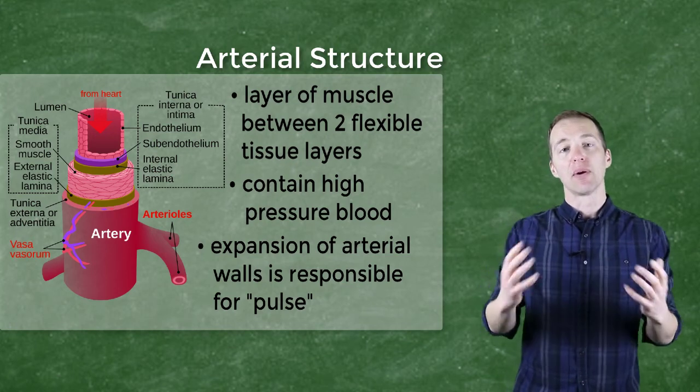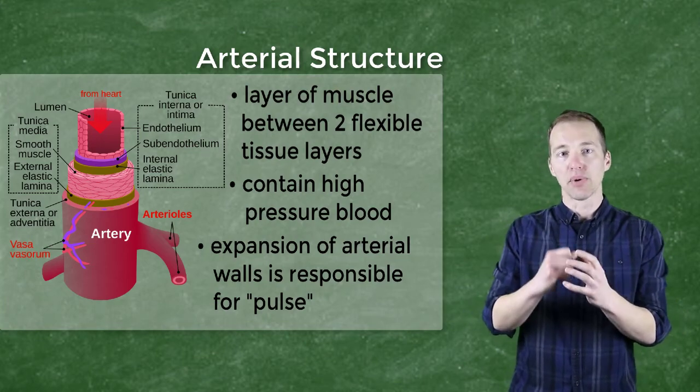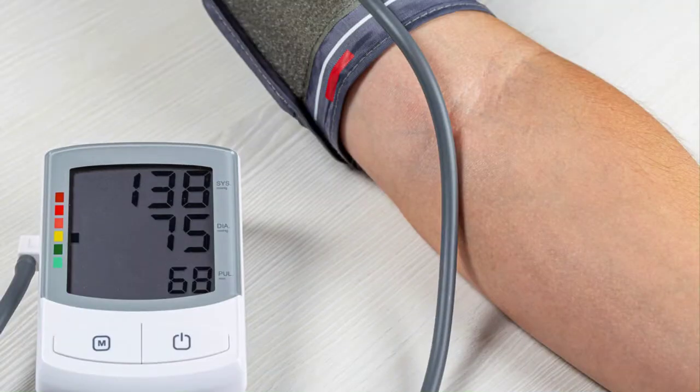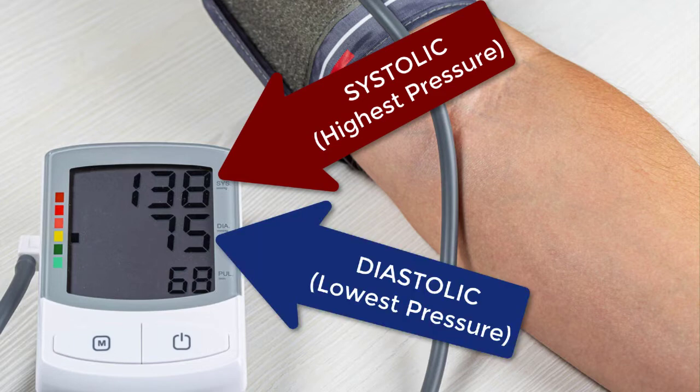Now, if we were measuring our blood pressure, that first contraction of the heart, where the blood pressure is its highest, is what we call the systolic pressure. And when the heart relaxes and the blood moving through the arteries is at its lowest pressure, that's what we refer to as the diastolic pressure. And again, we'll talk about this a little bit more when we get to the heart.